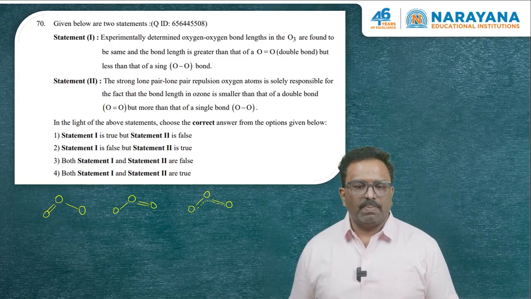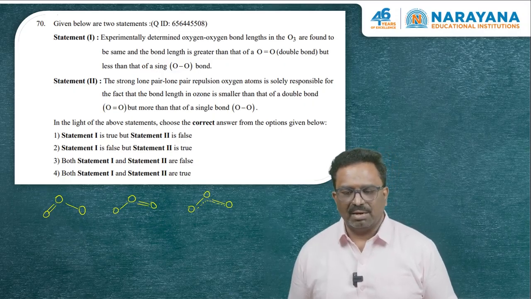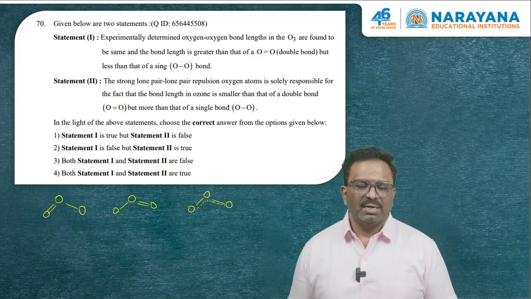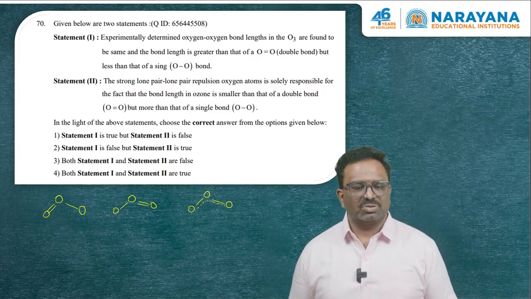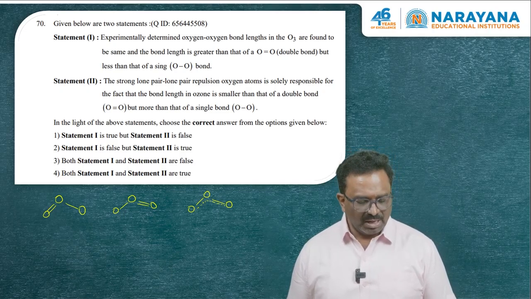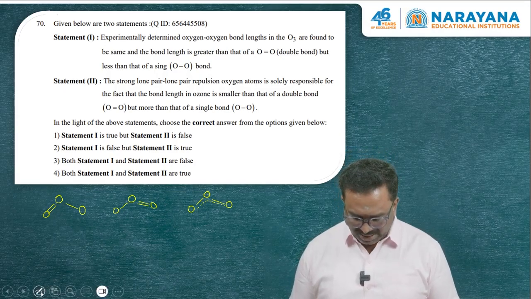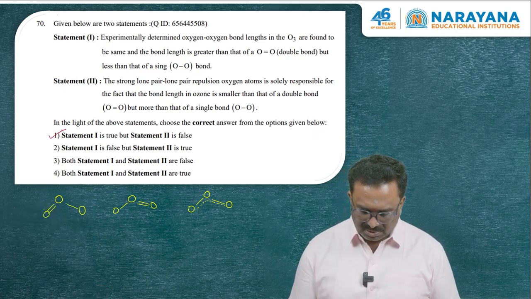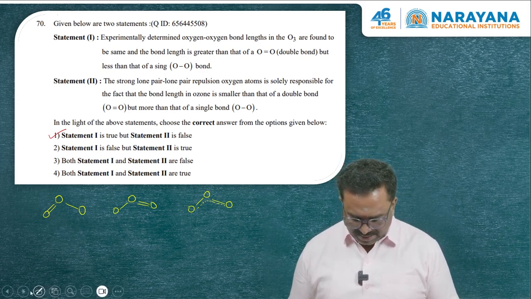The strong lone pair repulsion between oxygen atoms is solely responsible for the fact that the bond length in ozone is smaller than that of the double bond but more than that of the single bond. It is not smaller than the double bond, it is more than the double bond length but less than that of the single bond. So statement 2 is a false statement. In that respect, statement 1 is true, statement 2 is false. So the more correct answer is option 1. Let me see the next one.